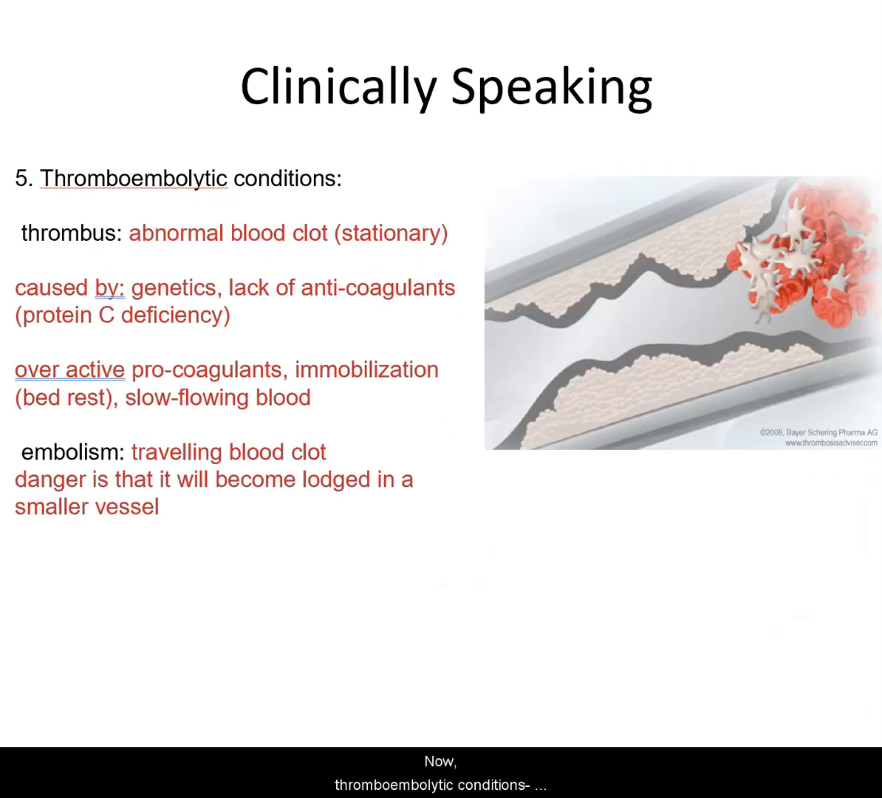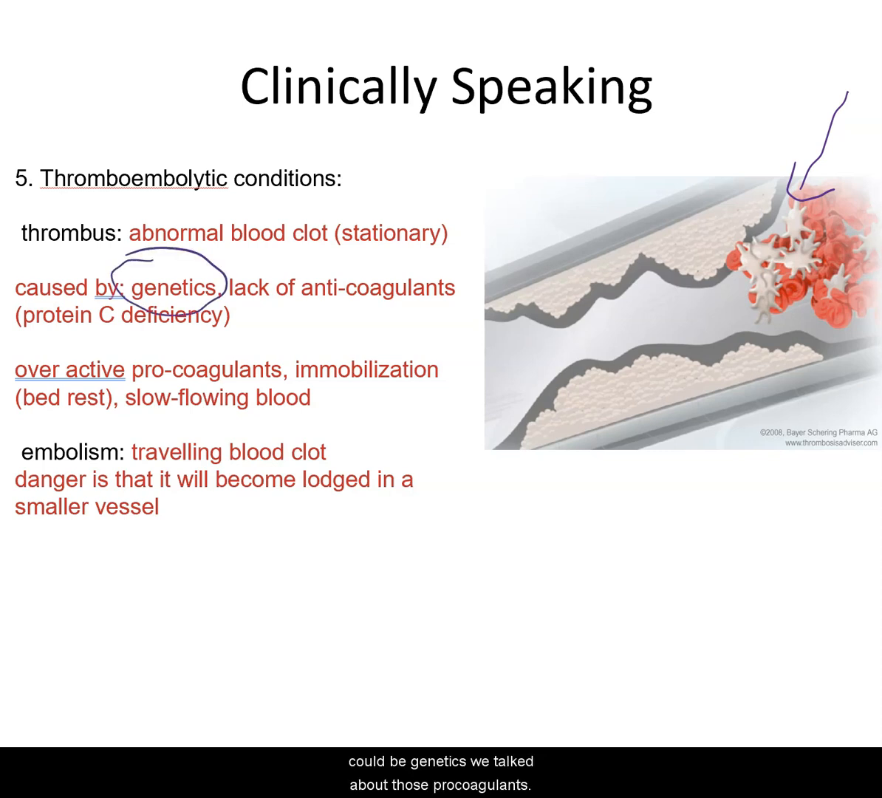Now, thromboembolic conditions. So a thrombus is an abnormal blood clot. Remember, you only want to form this platelet plug when you've had an injury. You don't want to make one just hanging out. So a thrombus is an abnormal blood clot that's formed. It's a stationary blood clot. Things that make this happen when it shouldn't.